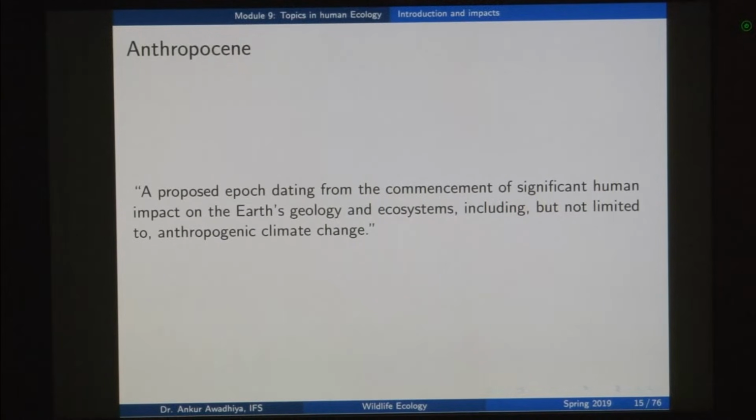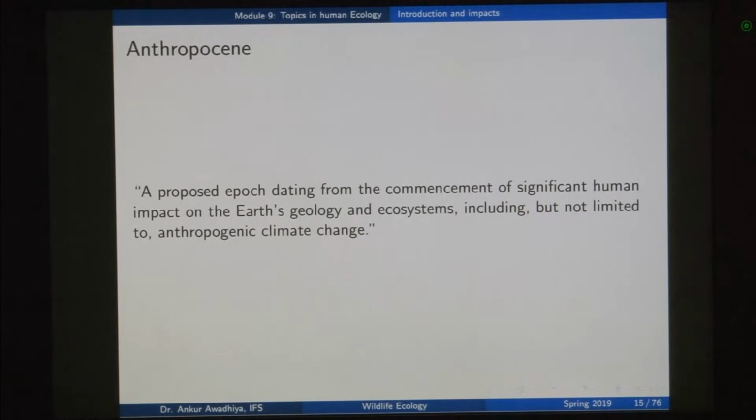It is a proposed epoch. So, epoch is again a time duration dating from the commencement of significant human impact on Earth's geology and ecosystems, including but not limited to anthropogenic climate change. So, it is a proposed epoch. There are some scholars that have already started using this term, but then there are some others who still call it a proposed epoch because it has not yet been finalized.